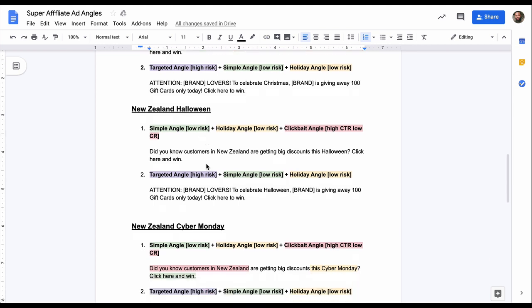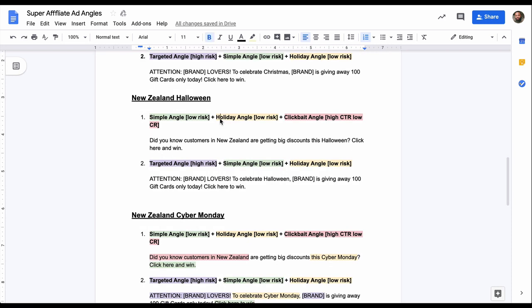But again, you don't even need to use a holiday angle if you don't want to. But if you do include a holiday angle, make sure you time it right. But this essentially shows you how to continuously make the best quality ad angles and how to combine different ad angles to make one single ad angle.